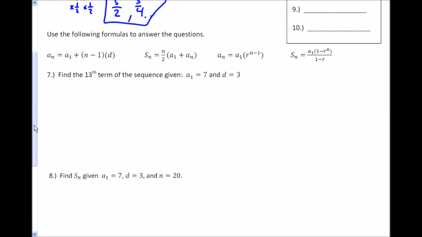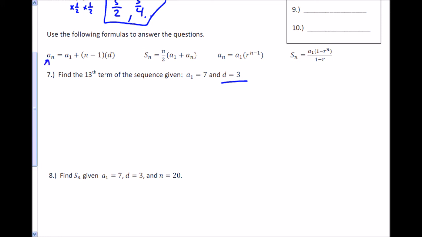For these, it says use the following formulas to answer the questions. So we're just going to have to decide which formula we're going to use and plug the stuff in. Number 7, it says find the 13th term of the sequence, given a sub 1 is 7 and d equals 3. And really, since they give us a d value, I know we're talking about an arithmetic. And we're not talking about a sum, so I just want my plain arithmetic sequence formula, which is this first one.